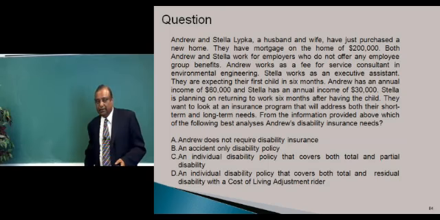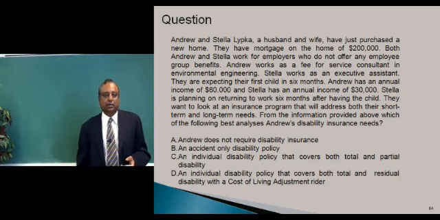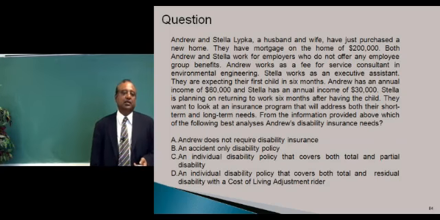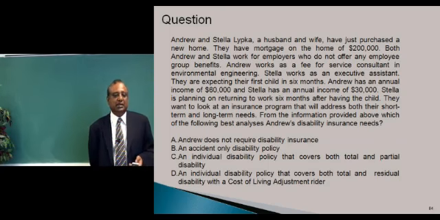Here they are asking which of the following best analyzes Andrew's disability insurance needs. They are looking for both the short-term and long-term needs. So partial is for short-term, residual is for long-term. And a cost of living adjustment rider again is a long-term, it benefits the long-term when inflation is very high. So the answer should be D, D as in David.